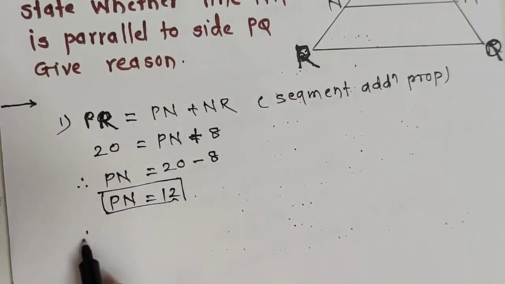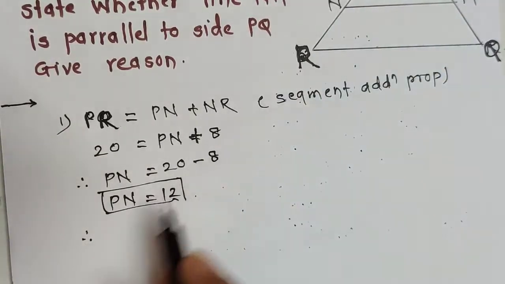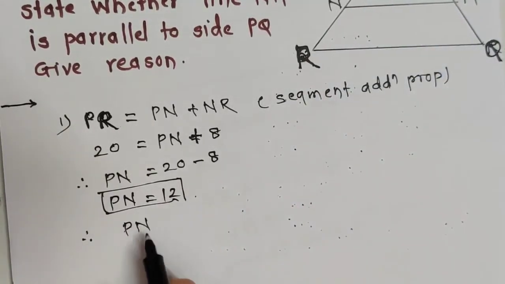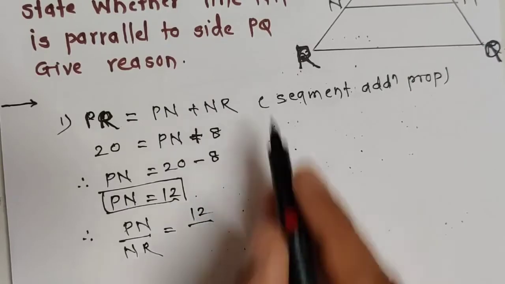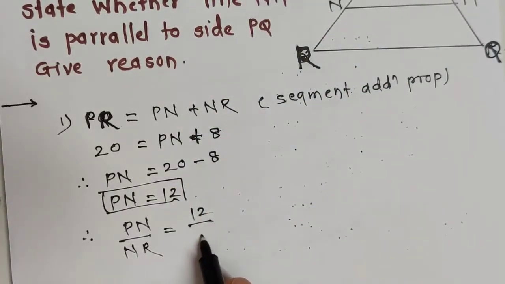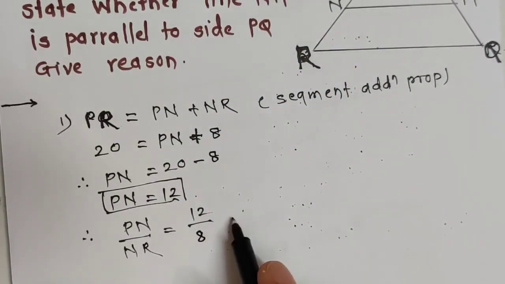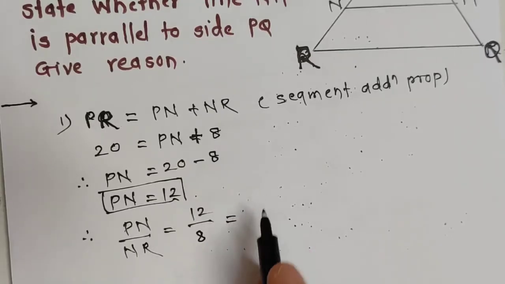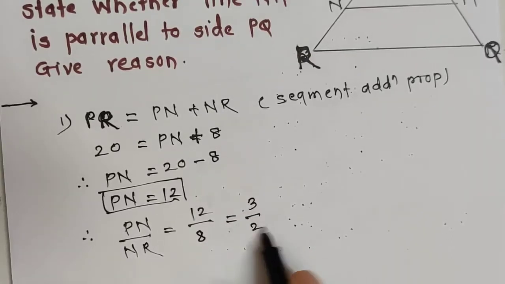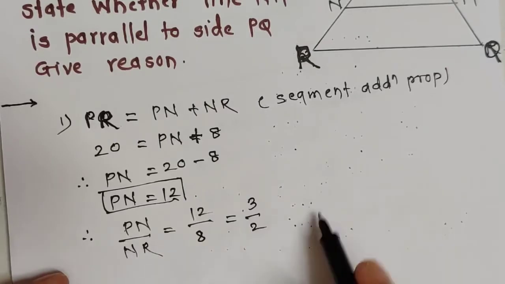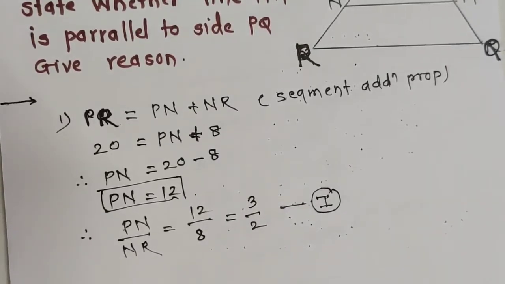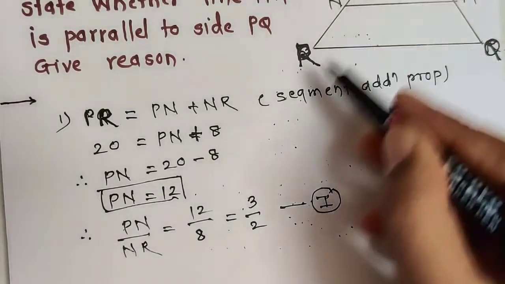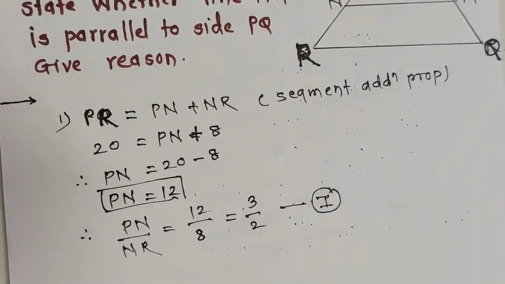And therefore find the ratio of PN by NR. PN upon NR, this first ratio, is equal to 12 divided by 8, that means 4 threes are 12 and 4 twos are 8, so 3 by 2. So this is our statement number 1: PN upon NR, this ratio, is 3 by 2.